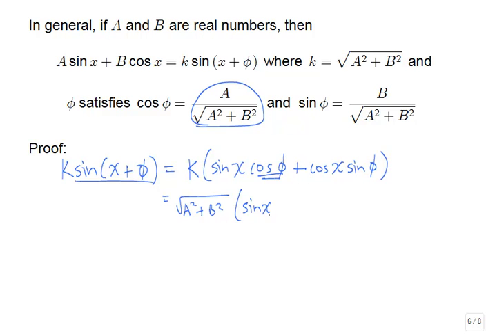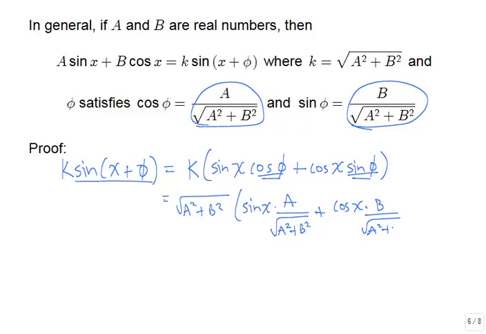So I'm going to leave sine of x the way it is, and I'm going to substitute in for cosine of phi a over square root of a squared plus b squared. And then over here, I'm going to leave cosine of x the way it is, and I'm going to change sine of phi into all of this expression. So b over square root of a squared plus b squared.